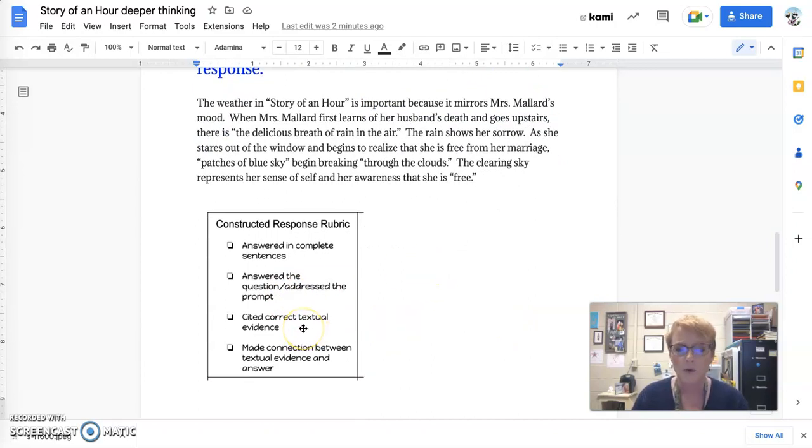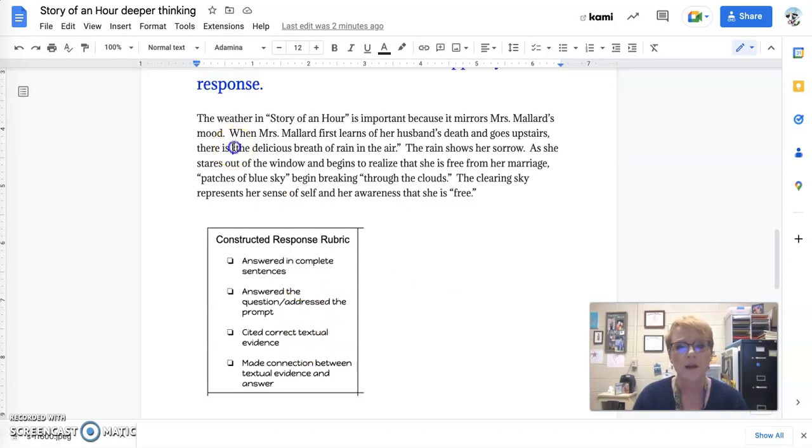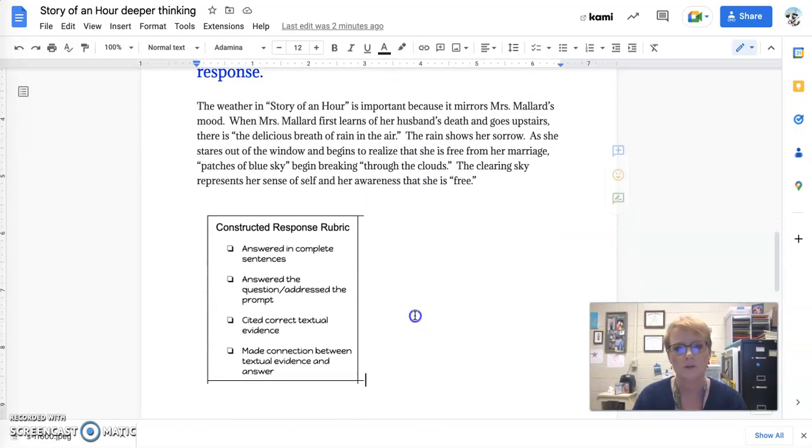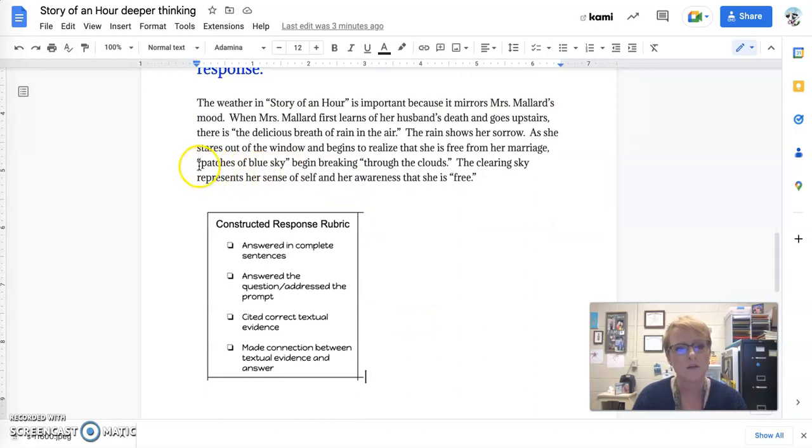The third point comes because you have cited correct textual evidence. This writer cited "the delicious breath of rain," "patches of blue sky," and "through the clouds." All 3 of those pieces of textual evidence deal with the weather in Story of an Hour. Notice that this writer has also put quotation marks around the textual evidence. If you don't put quotation marks around what you copy from the text, you will not get the textual evidence point.